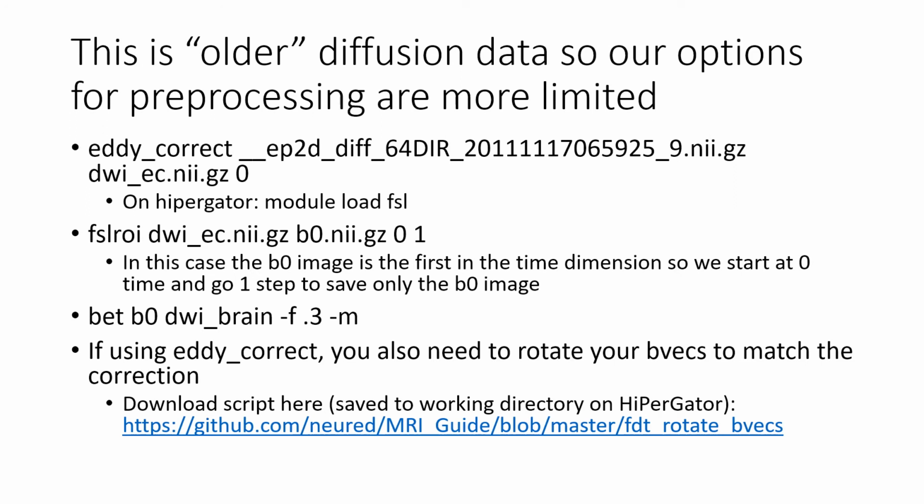So with this example, I was using some older, in quotes, diffusion data. It's good diffusion data, but it's not as good as what we can acquire now. The general processing that we'll do, and this is using FSL, is that the first thing we want to do is run this eddy correct.